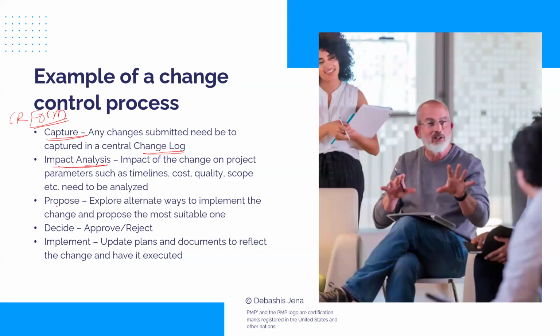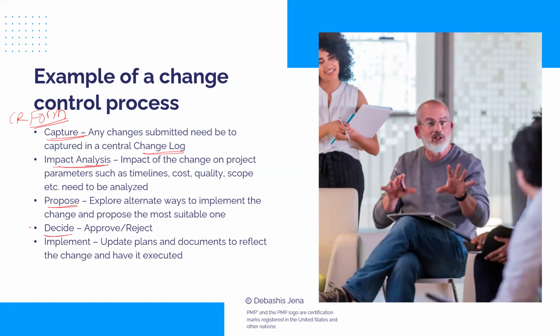And then after that, the next step is propose. Here in the propose step, we'll identify and explore alternatives. There may be more than one way to implement a change. So we explore alternatives, 2, 3, 4 alternatives. We compare them and then select the best one. And the one we feel is the most appropriate, that we're going to propose. Propose to whom, by the way? To the decision maker. Now, who would decide?